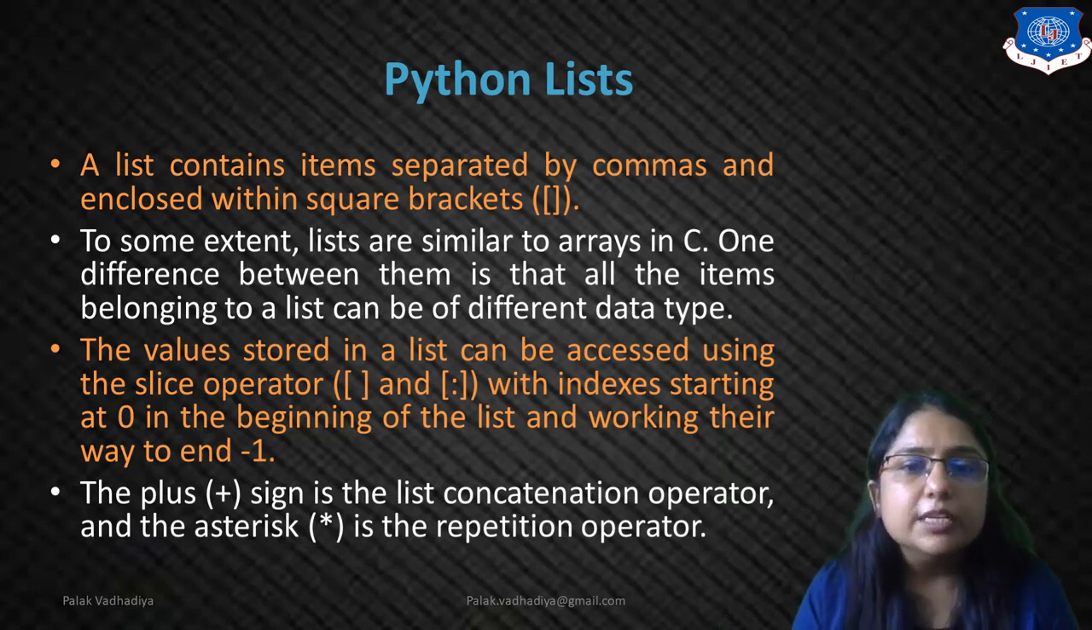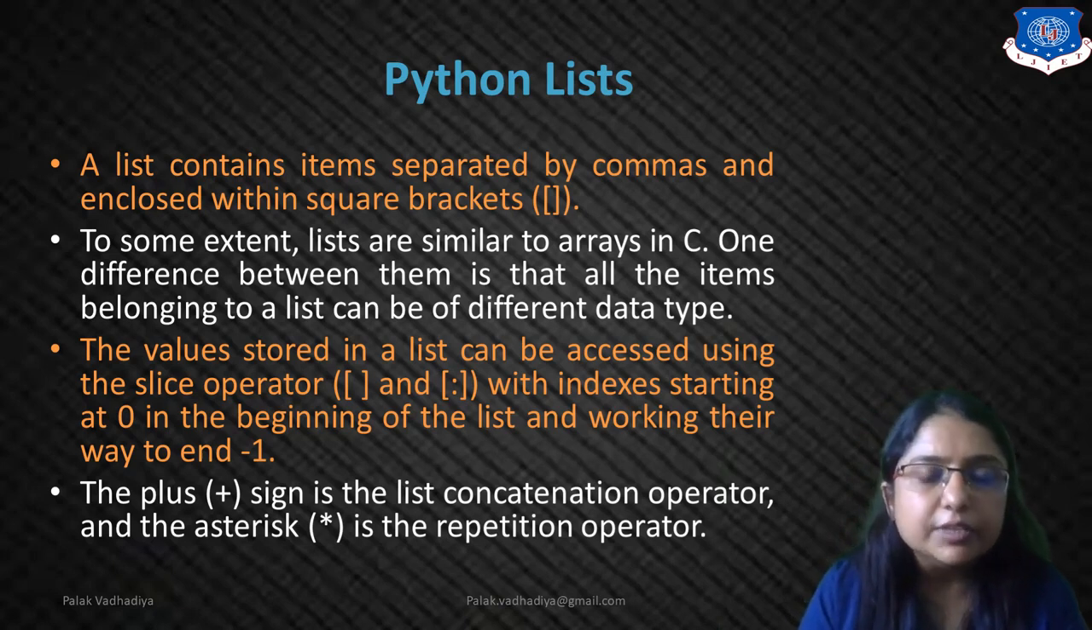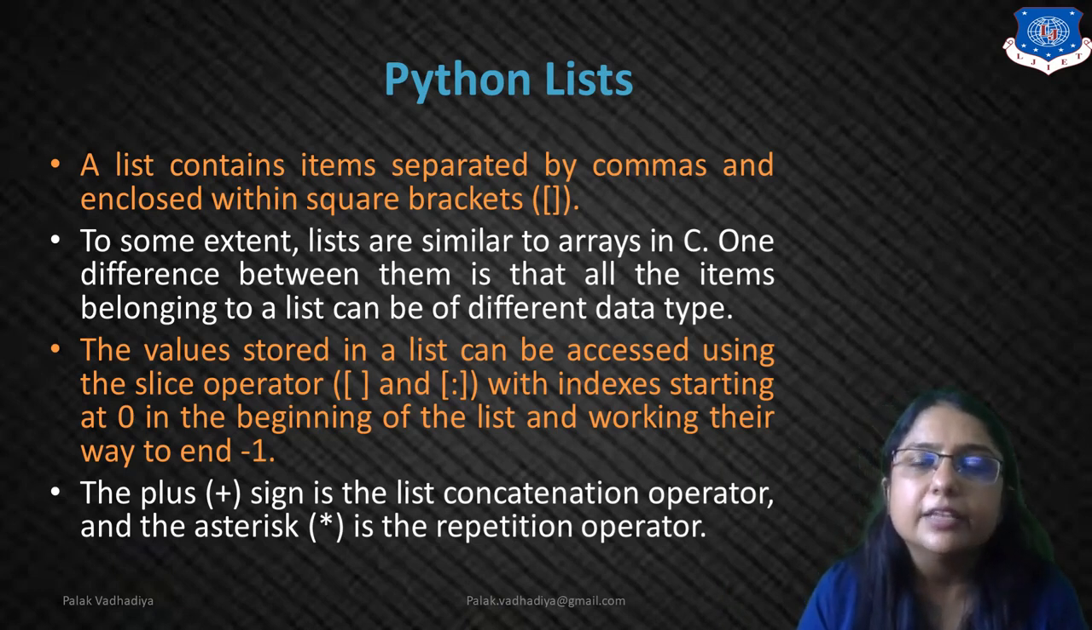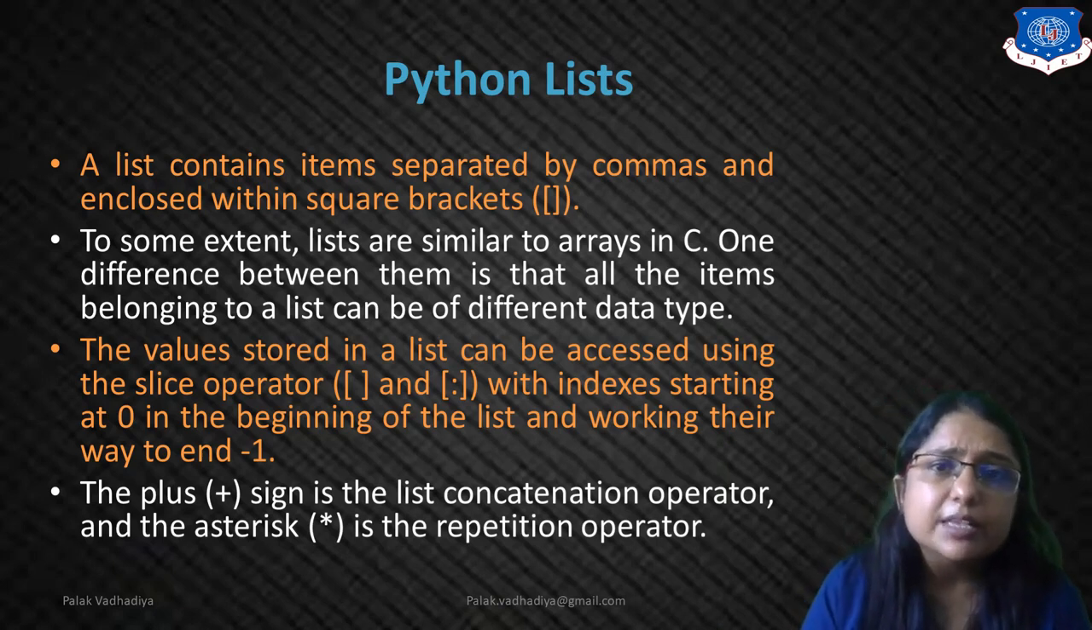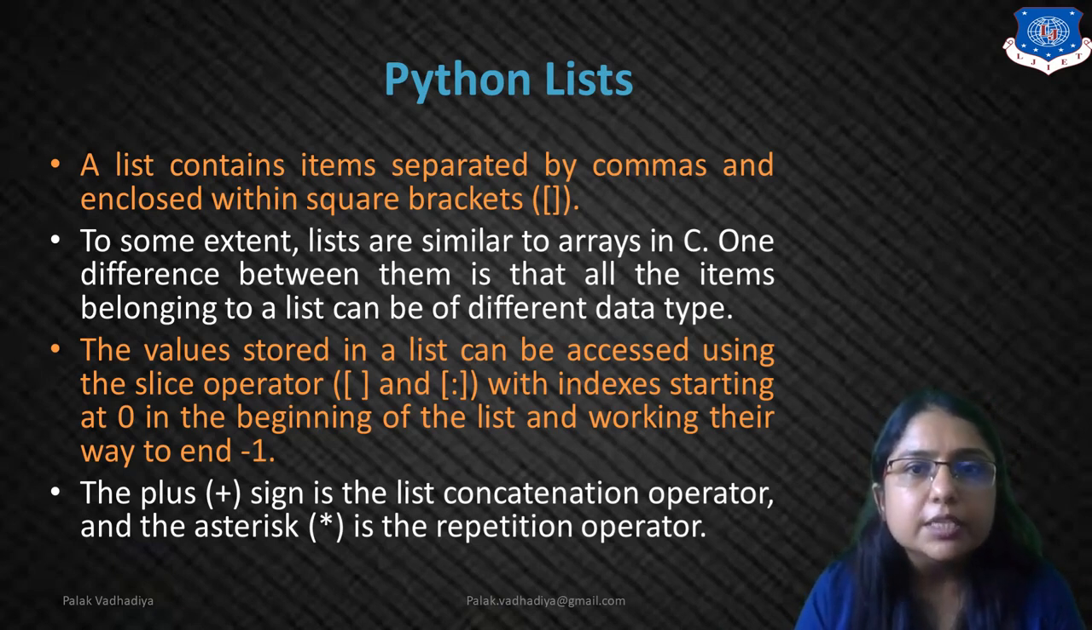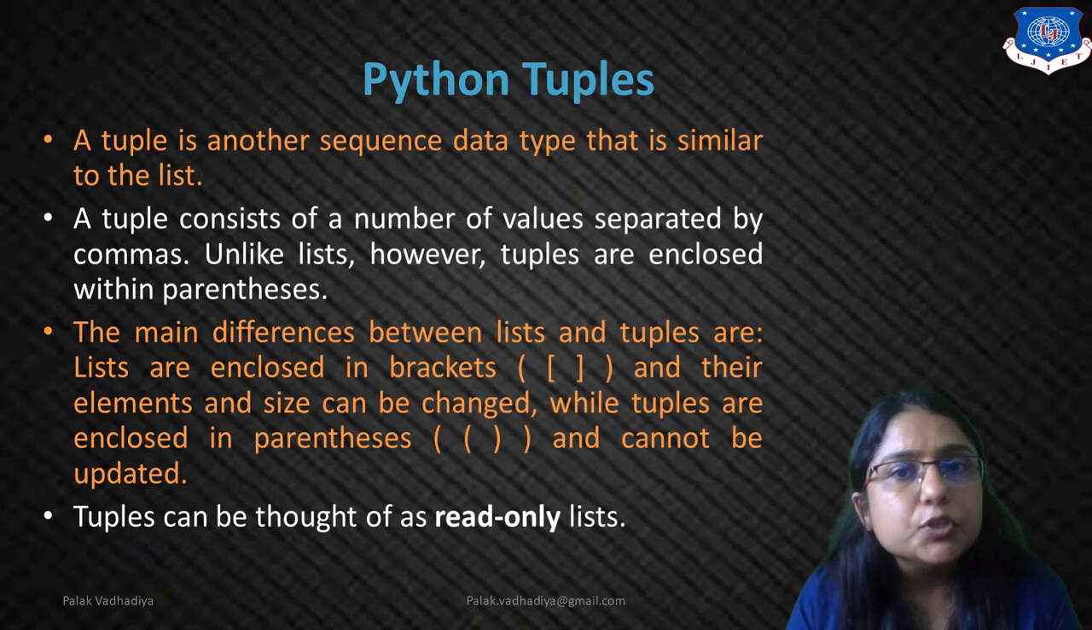Now the values stored in a list can be accessed using the slice operator, same as the string. Okay, that is the square bracket, or we can say the colon. We can do slicing with the help of the colon, with indexing starting at 0 at the beginning of the list and working its way to the end, that is -1. This concept is the same as the string. Here also you can use the plus sign to add to a particular list, or you can use the multiply sign to multiply a particular list.